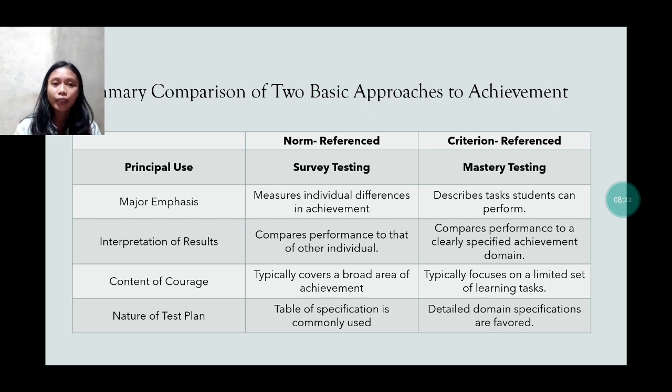So in the nature of test plan, in norm reference, a table of specification is commonly used, while in criterion reference, detailed domain specifications are favored. With the table of specification, the TOS, we can see how many items, the number of items we will attain in the test. While in criterion reference, the specification is detailed, because they follow set criteria.